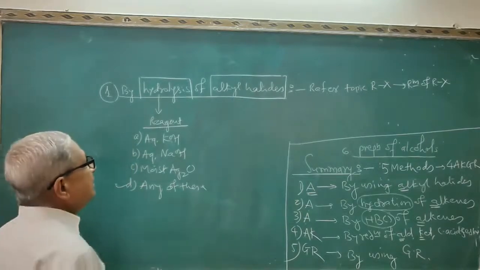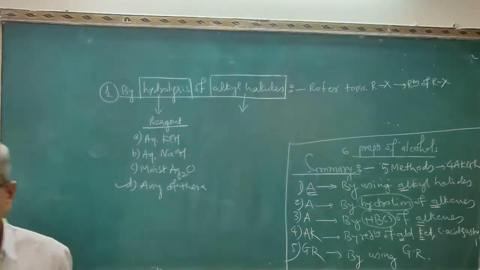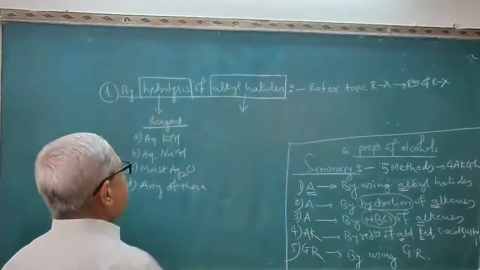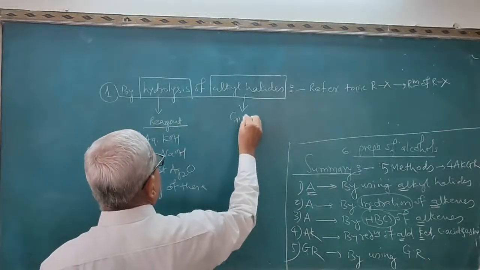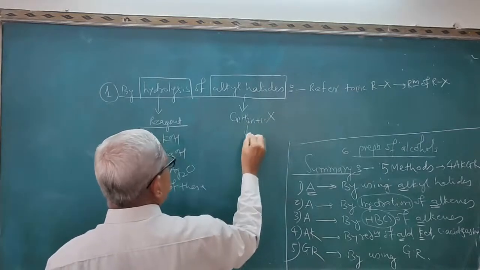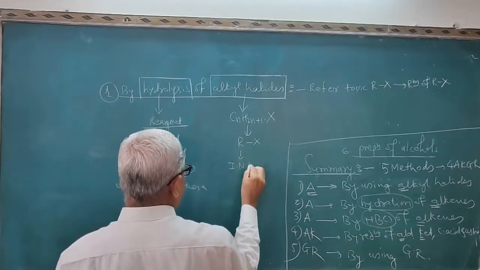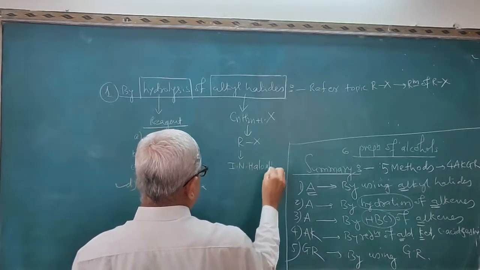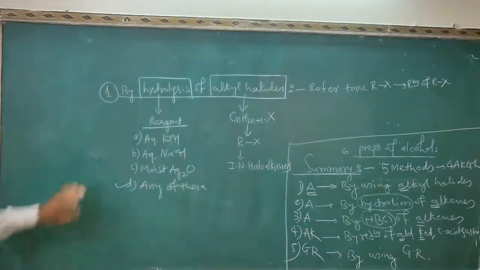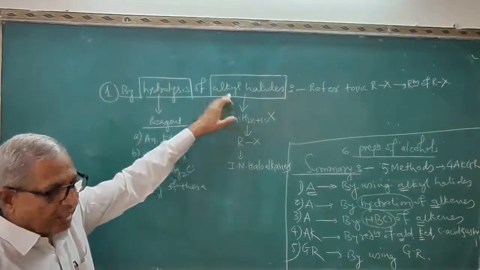Now I will set the question on this one. What is the general molecular formula for alkyl halides? This general molecular formula is CnH2n+1X. These are generally represented as RX. The IUPAC name of alkyl halide is haloalkanes. This is the revision here. So I set the first probable question only on the title hydrolysis and alkyl halides.